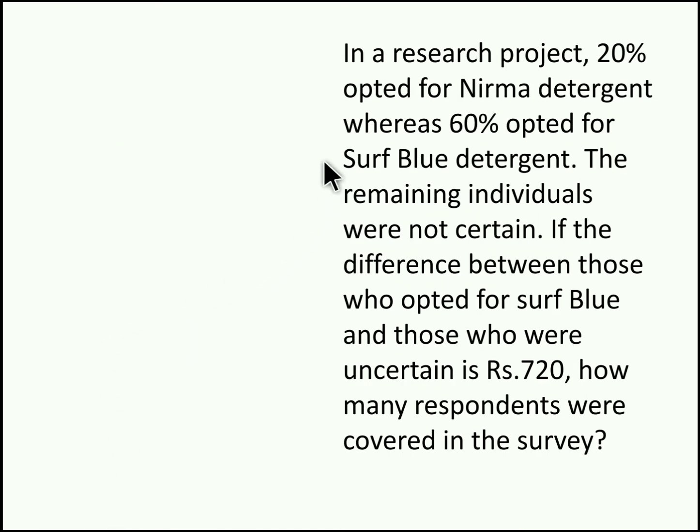In a research project, 20% opted for Nirma detergent, whereas 60% opted for Surf Blue detergent. The remaining individuals were not certain. If the difference between those who opted for Surf Blue and those who were uncertain is 720, how many respondents were covered in the survey? So we have three categories of participants: Nirma detergent, Blue detergent and others. We can name the uncertain as others.